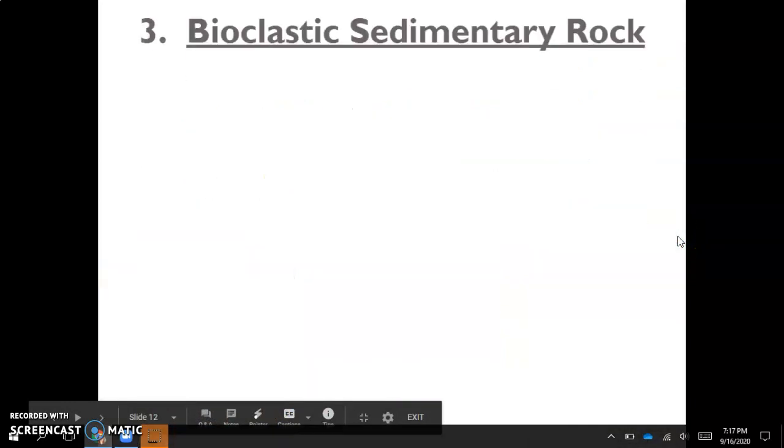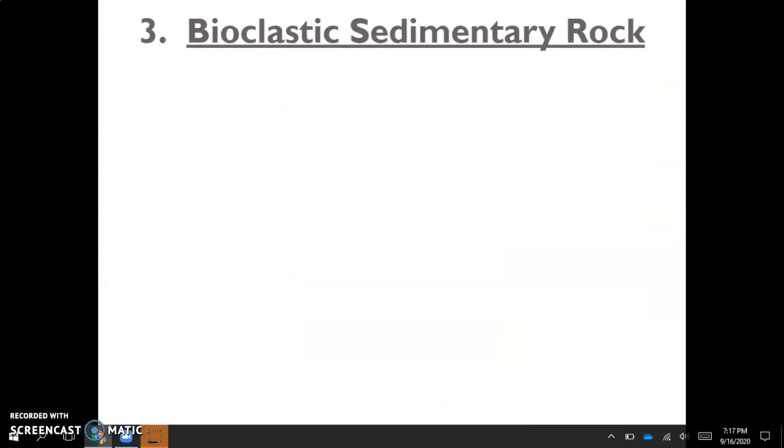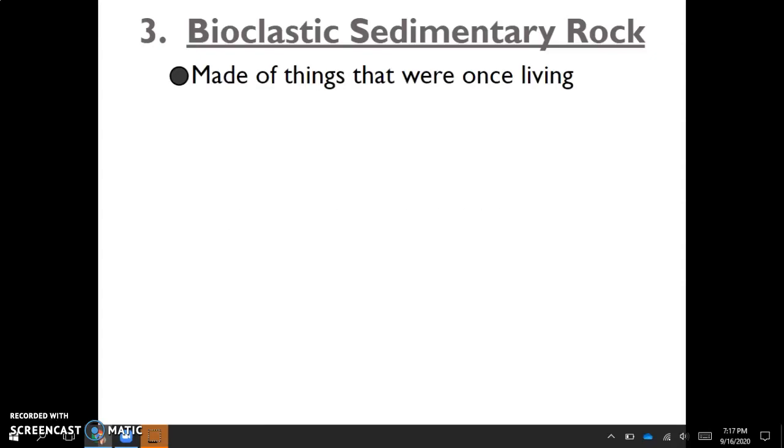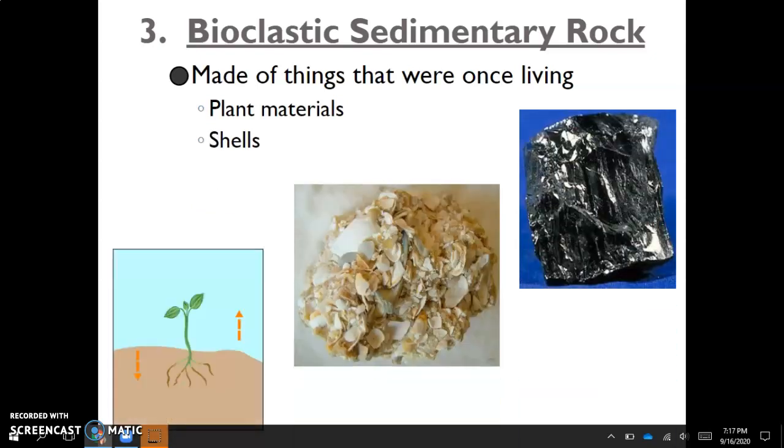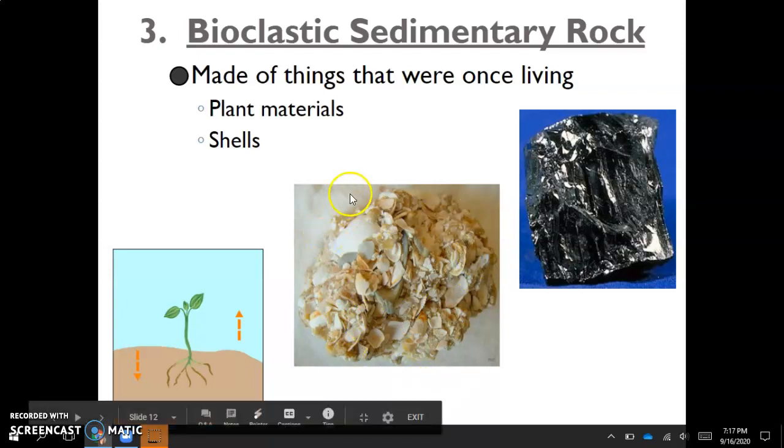And then finally, we have something called a bioclastic sedimentary rock. Bio means life. So when we say bioclastic, these are going to be made of things that were once living, so plant materials and also shells. An example of bioclastic sedimentary rock is something called coquina, and it's just made of seashells that are compacted together.